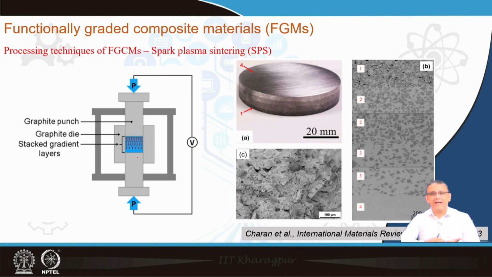And this sample was fabricated using spark plasma sintering, and as you can see in the micrographs of image B, there is a very uniform gradation of the structure from 1 to 2, 2 to 3, 3 to 4, and so on. The interlayer regions are also very unique, with a smooth transition. And because spark plasma sintering is a very advanced and high quality sintering technique, we do not have any pores inside the sample. So, it is a very high quality sample which was fabricated by SPS using the powder metallurgy route.